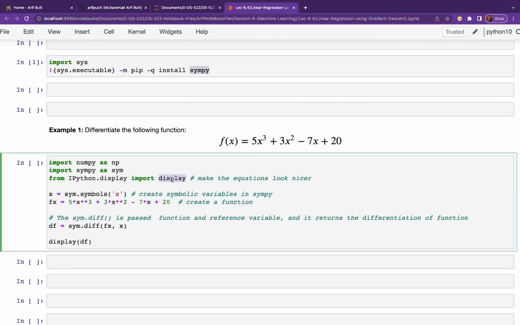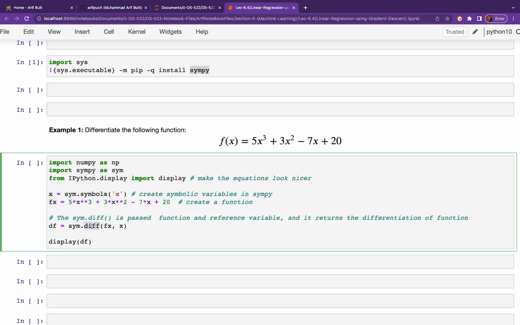Instead of using the Python print function, I'm using the IPython display method of its display module, which is a general purpose tool for displaying different representations of objects. The symbols method of SymPy transforms strings into instances of the Symbol class. Since we have just one symbol, I have kept it over here. And in this line, we are using the symbol x to create a function 5x³ + 3x² - 7x + 20.